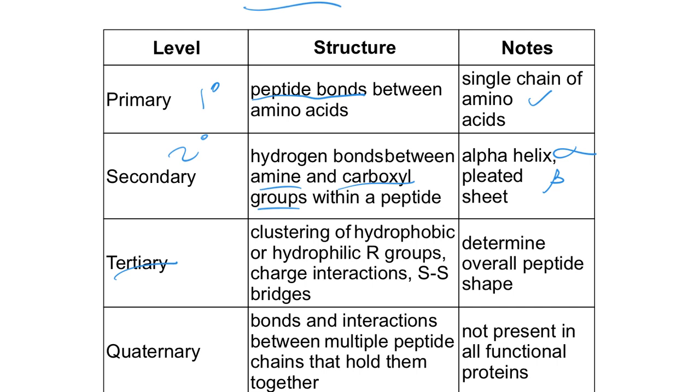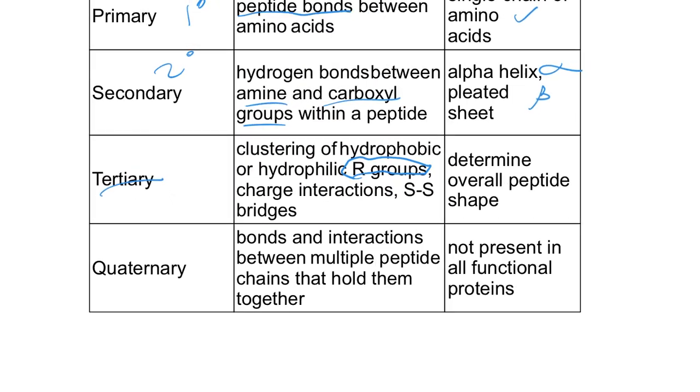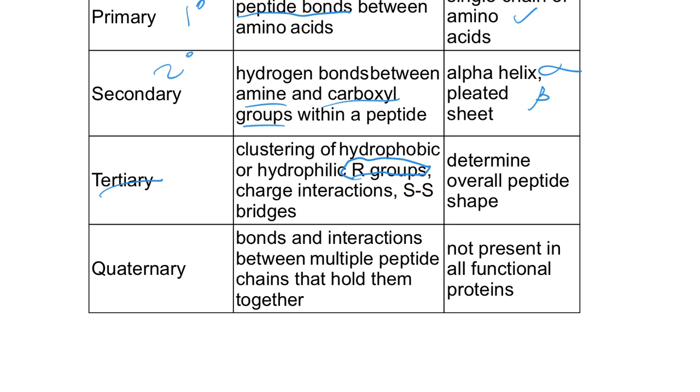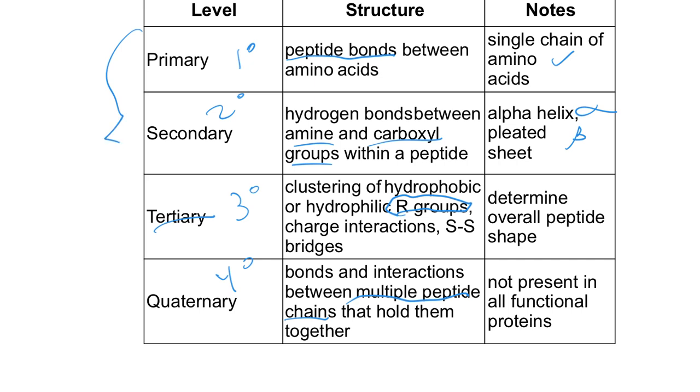Okay, tertiary is one chain still, one protein chain, but it's interactions between the R groups in the chain, determining a shape. It kinks it up and folds it up into a three-dimensional shape. Globular, like a sphere. And then quaternary, fourth degree, is any kind of interaction between multiple peptide chains. So these structures, one through three, were all part of the structure of a single peptide chain or protein chain.